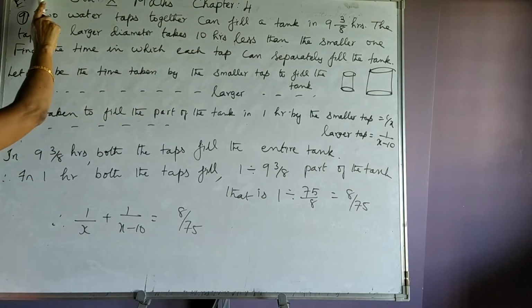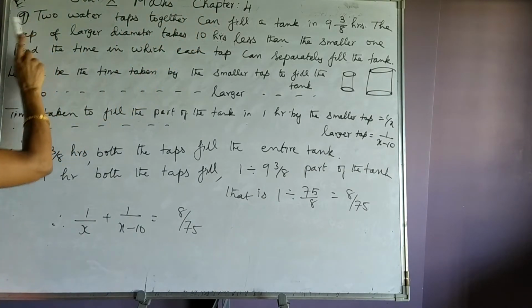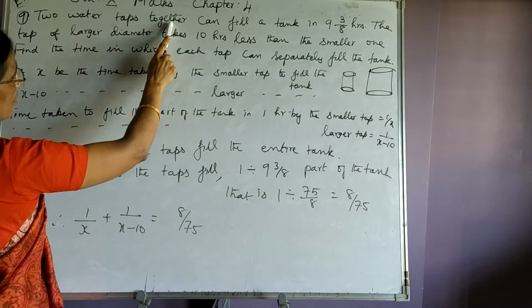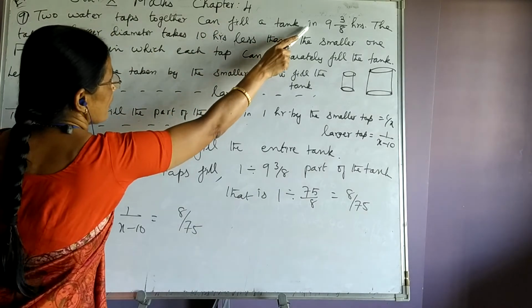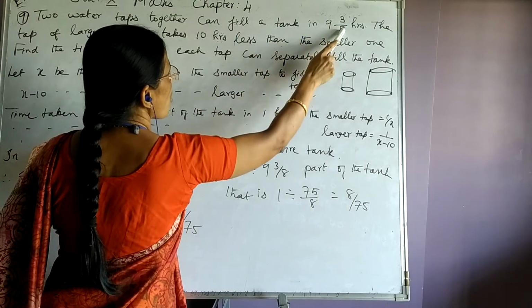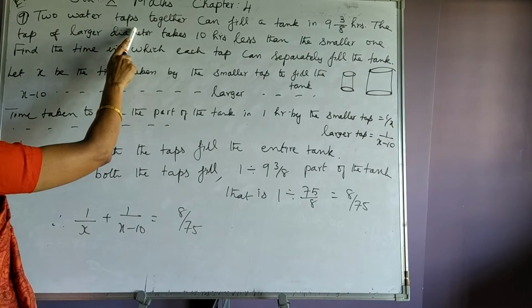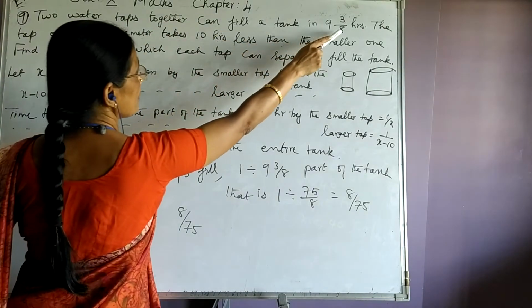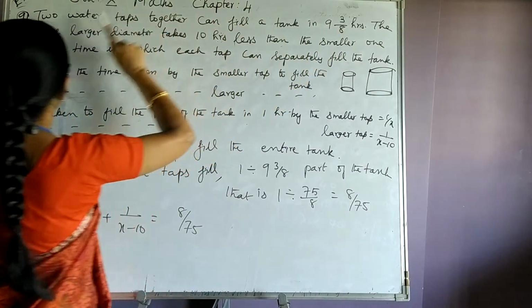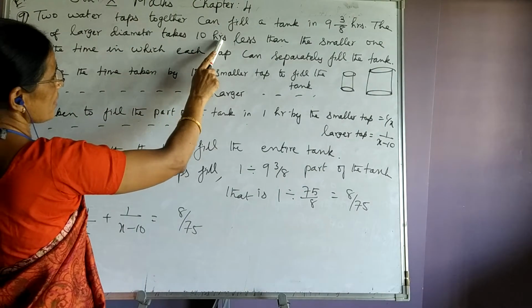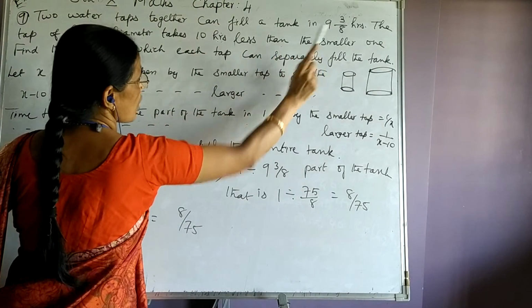Chapter, exercise 4.3, ninth question. Two water taps together can fill a tank in 3/8 hours. There are two taps. Together they fill the entire tank in this much time. The tap of larger diameter takes 10 hours less than the smaller one.